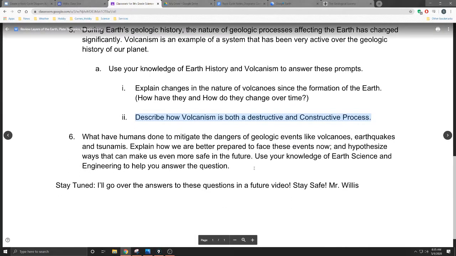All right, so number 6 and the last question here, what have humans done to mitigate the dangers of geologic events like earthquakes, volcanoes, and tsunamis? Explain how we're better prepared to face these events now and hypothesize ways that can make us even more safe in the future. So places like California and Japan are great to talk about this.